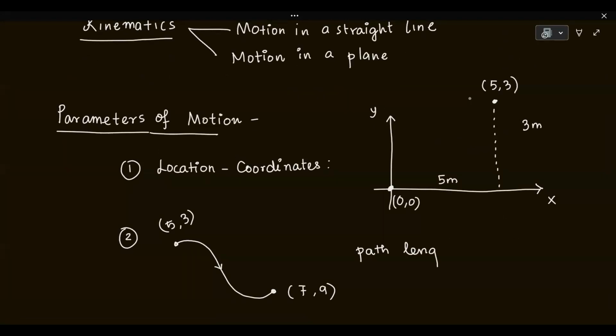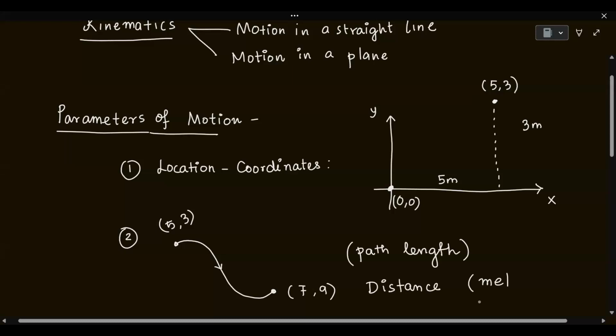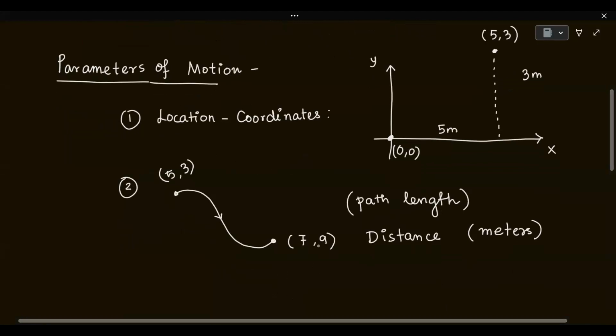Do we know what we call this path length? Distance. So what is the technical definition for distance? The total path covered. Okay, so it's the total length of the path when the body changes its position or location or coordinates. Okay, so that is distance. The unit of distance is meters. Obviously, the standard unit is meters. Okay, and that is everything that we need to know about this.